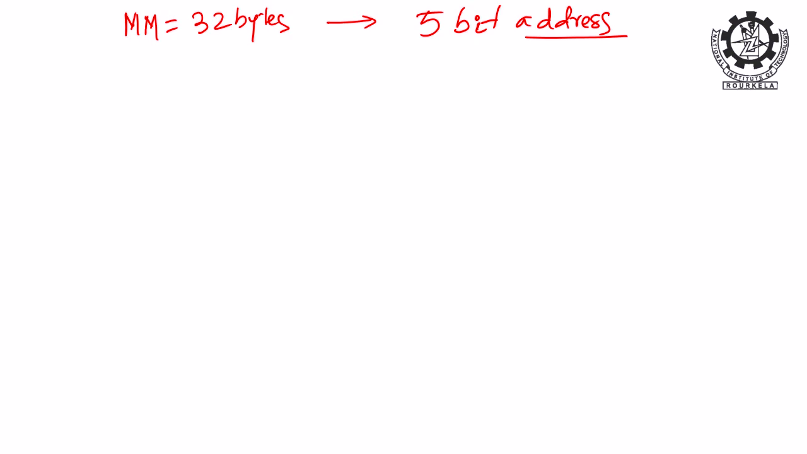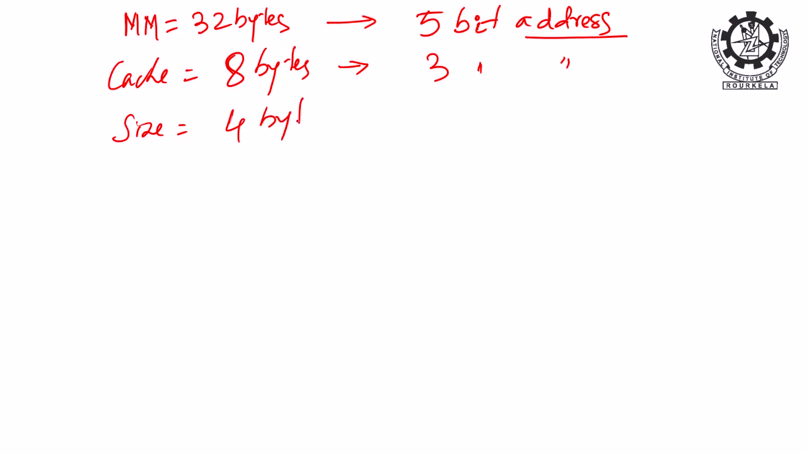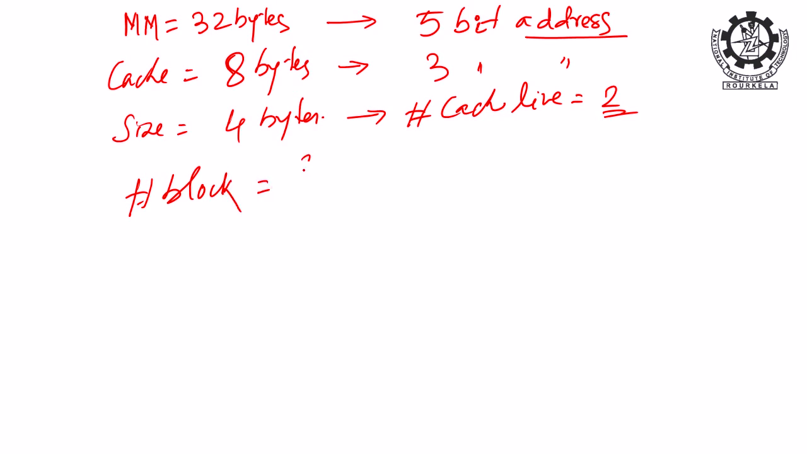Next, cache memory. The cache memory was 8 bytes, so the total size of the cache memory needs 3 bits. And what is important is how many cache lines. The size of the block is 4 bytes, so the number of cache lines is 2 only. Then how many blocks? The number of blocks is 2 to the power 5 divided by 2 to the power 2, so 2 to the power 3. So, 8 blocks in the main memory.